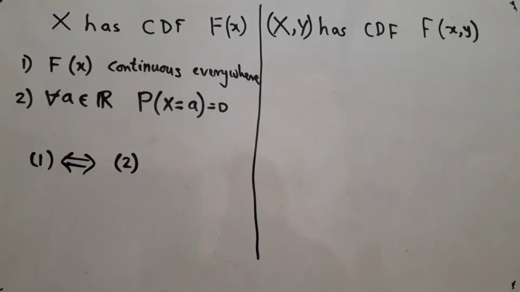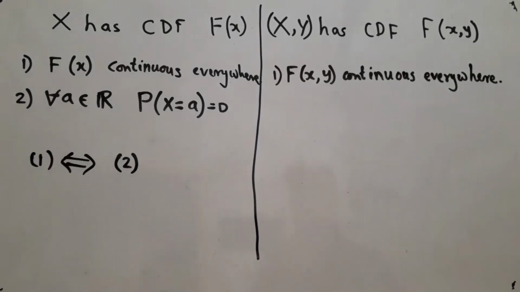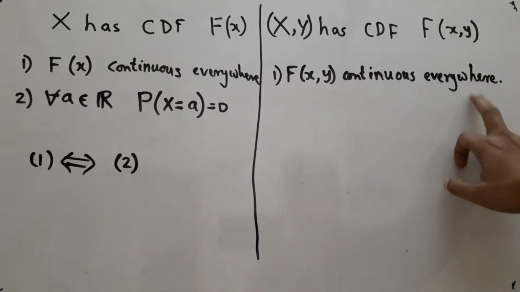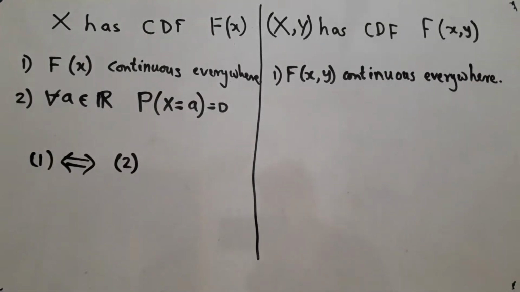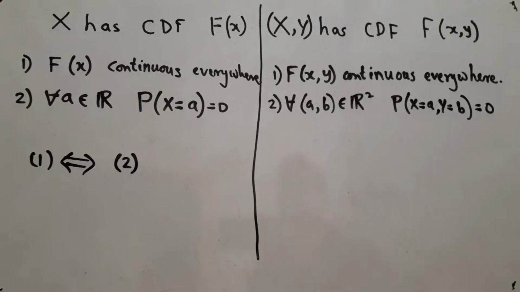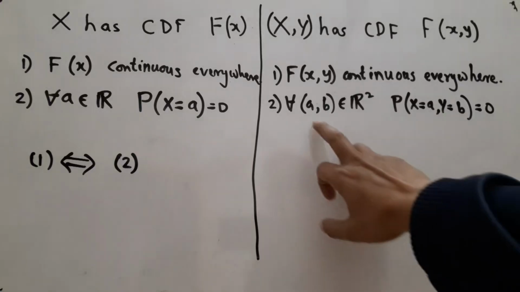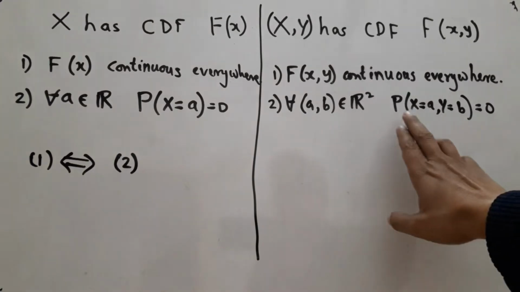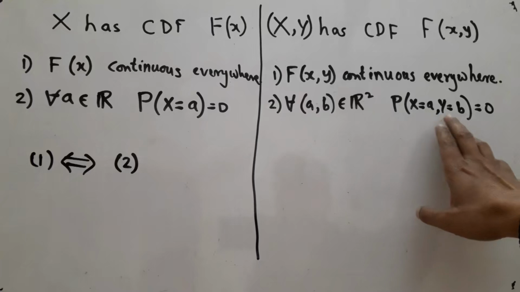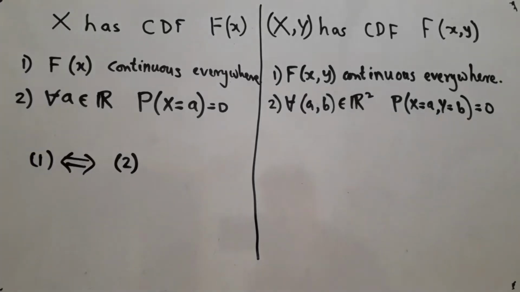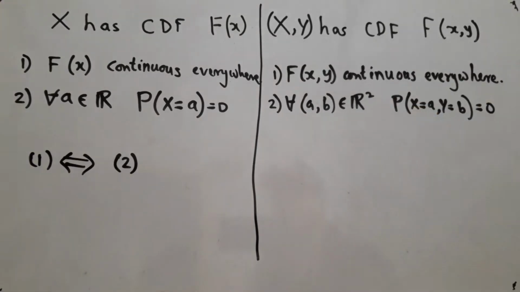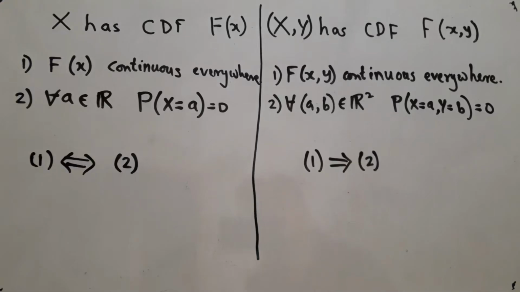Now consider the analogous statements in case of bivariate CDF. The first statement is as before, F_XY continuous everywhere. By everywhere, I mean over R2. And the second statement is every singleton set has probability 0. Whatever (a, b) you choose in R2, probability that X equals a and Y equals b is 0. But now, these two statements are not equivalent to each other. In fact, 1 still implies 2, but 2 does not imply 1.